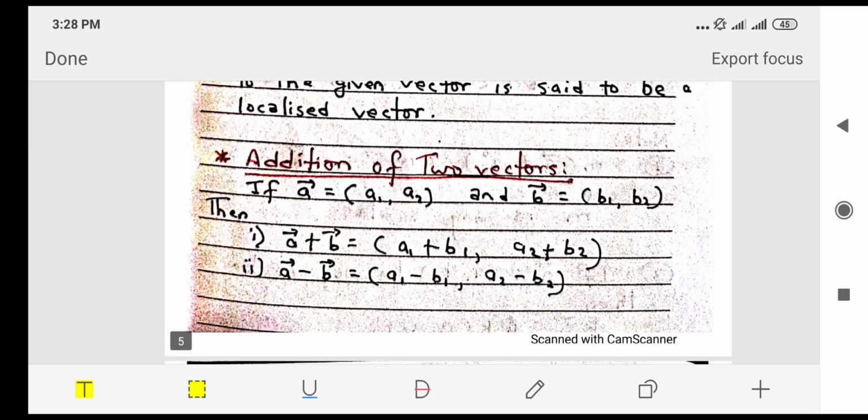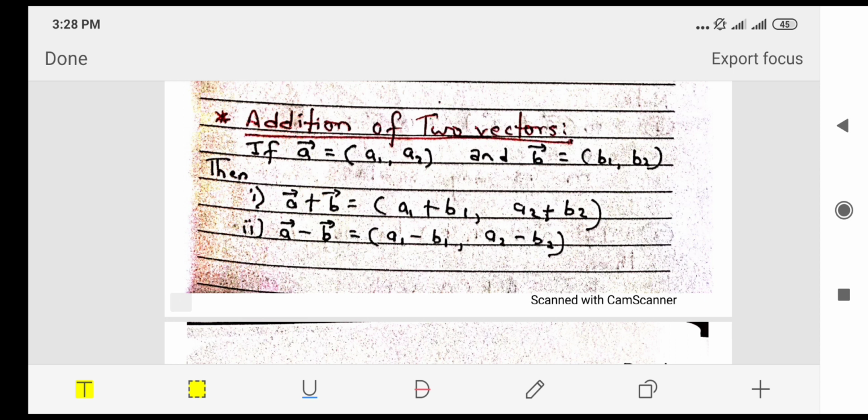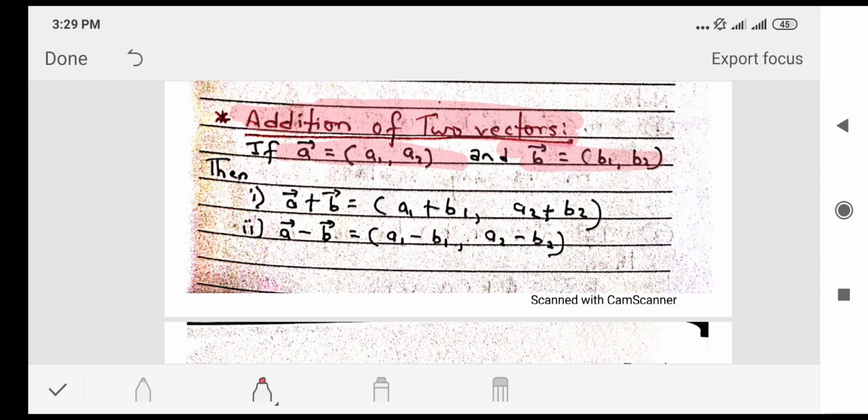Now let's go to some operations of the vectors. Addition of the vectors: how can we add two vectors? If vector A is equal to a1 comma a2 and vector B is equal to b1 comma b2, then vector A plus vector B will be a1 plus b1 comma a2 plus b2. We add the first elements, then add the second elements. Similarly, we can find the difference of the two vectors. Vector A minus vector B will be a1 minus b1 comma a2 minus b2.